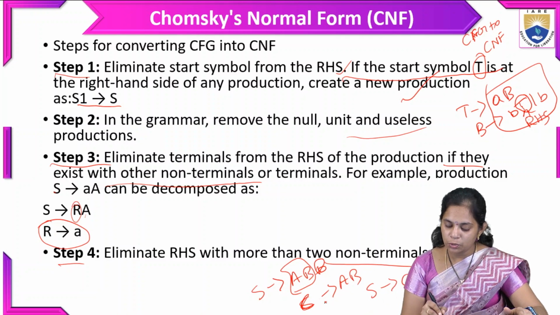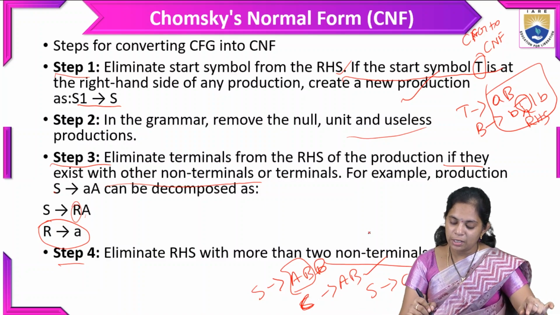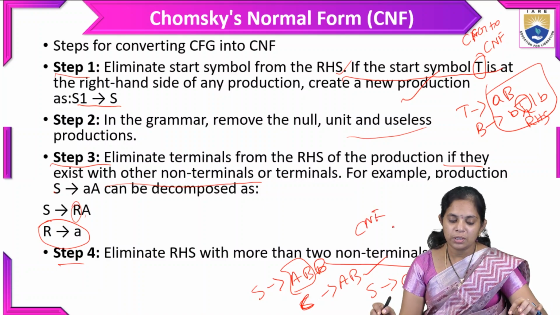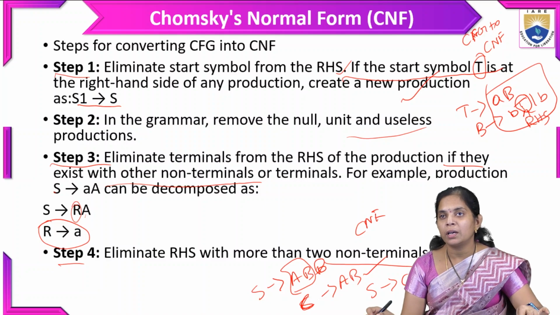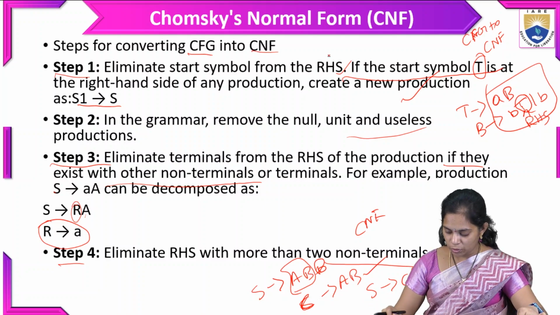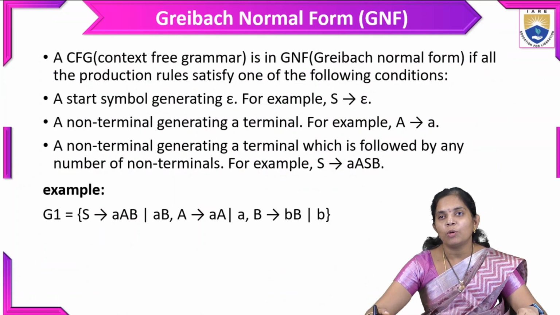So that these 2 conditions, this one is 2 non-terminals and this one is also having the 2 non-terminals, so that the condition of CNF is accepted here. So these are the steps we need to follow for the conversion of CFG to CNF, Chomsky normal form. And next, Greibach normal form.